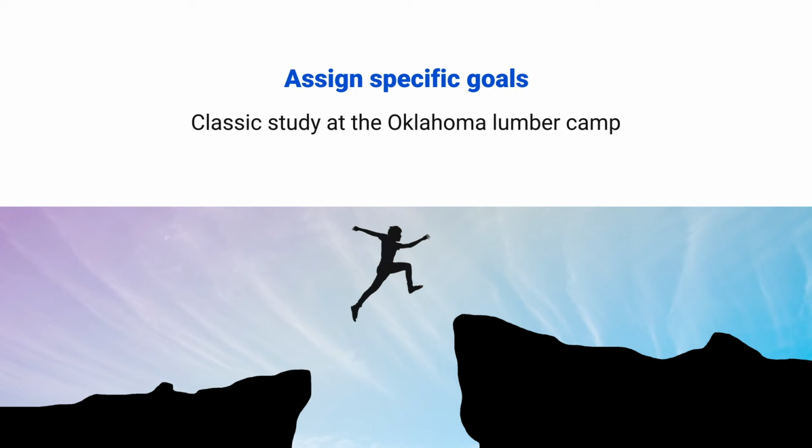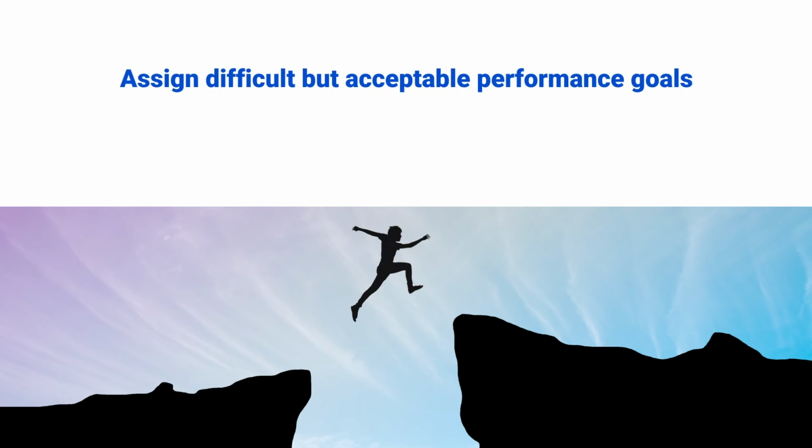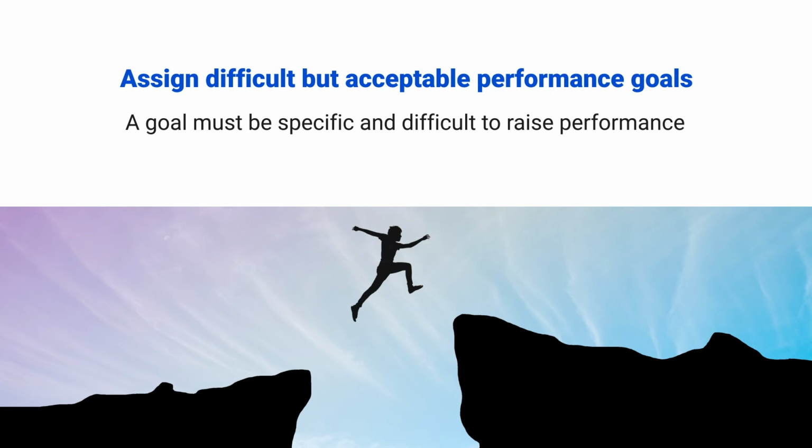And this was what was found in the classic study at the Oklahoma lumber camp, whereby people said that vague goals are not going to determine what people would do in their tasks. So you give them a particular goal, you maintain what that goal is, and then people would be motivated to perform that goal because they understand what needs to be done. Now, the second is what was mentioned earlier: assign difficult but acceptable performance goals. A goal must be specific and difficult to raise performance.